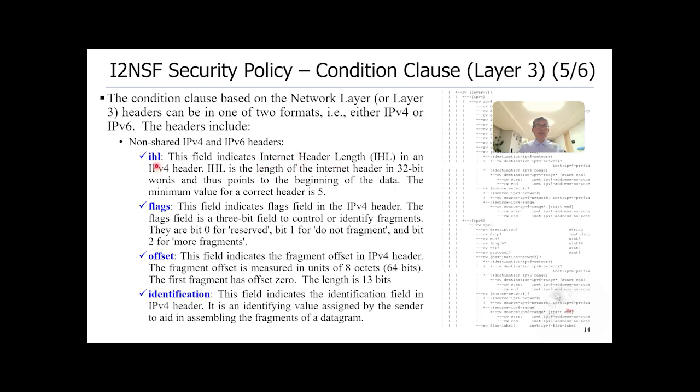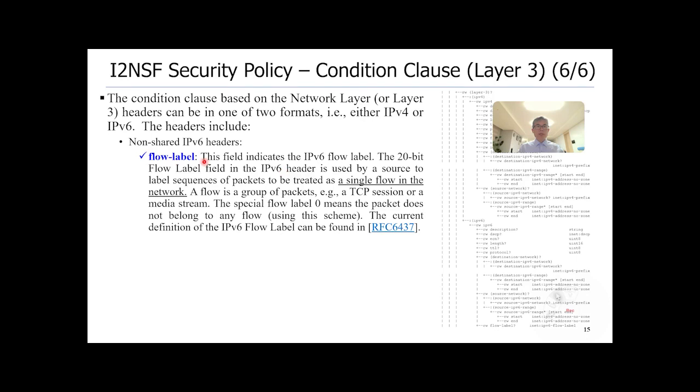Internet header length, IHL, is for IP version 4. This is the length of the internet IP header in terms of 32-bit words. And the flags indicate the IP version 4 header flags. The offset is the fragment offset for fragmentation, and the identification indicates a fragmented datagram. And the flow label is for IP version 6. This is the 20-bit flow label used by the source to label sequences of packets to be treated as a single flow in the network.